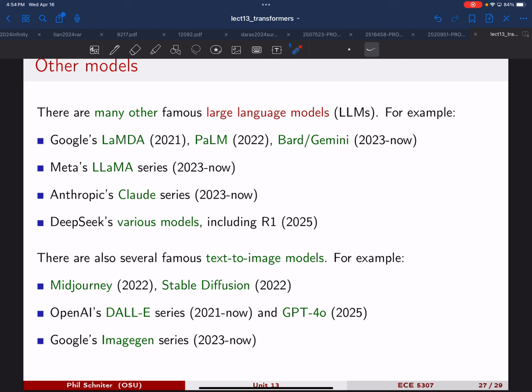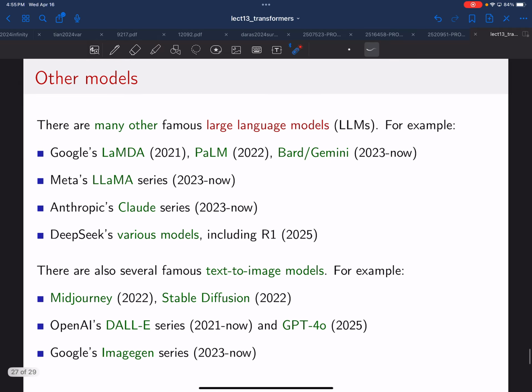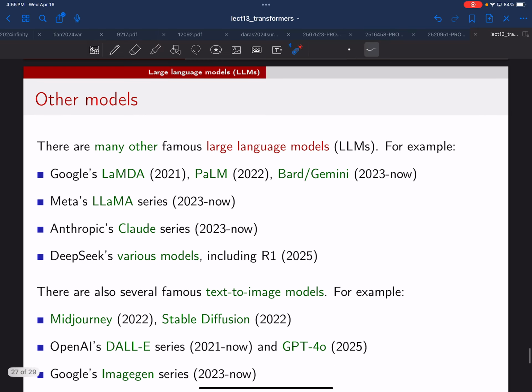And then I also mentioned there's these text-to-image models you may have heard of. With these, you give it a text prompt, and then it generates an image. Some of the famous ones are Midjourney, Stable Diffusion. OpenAI has its own series, DALL-E, and now inside GPT 4.0, you can do this as well. Google has its own image gen series. And there's other ones too, but these are some of the more famous ones.